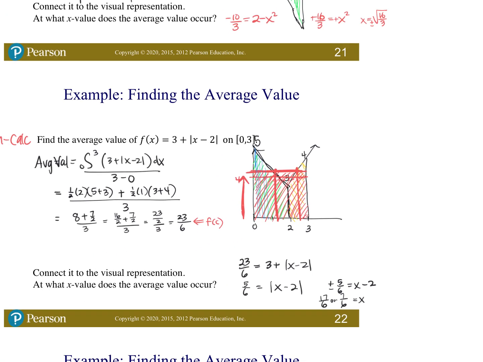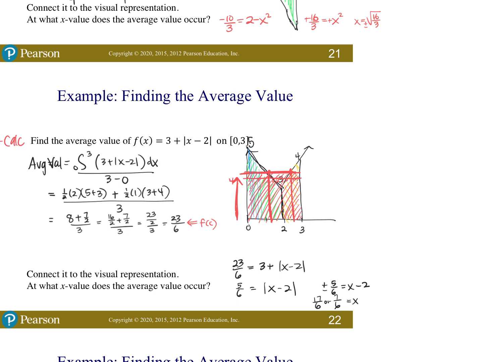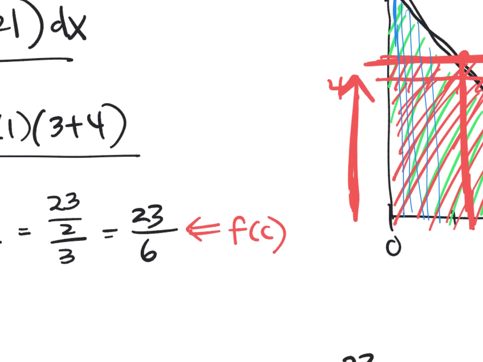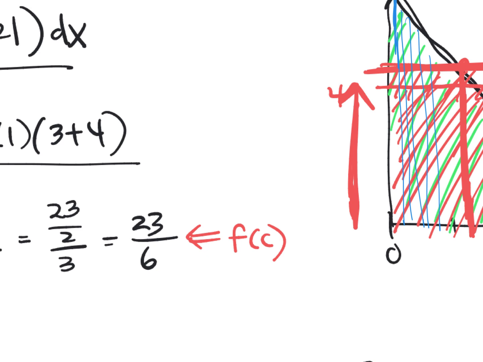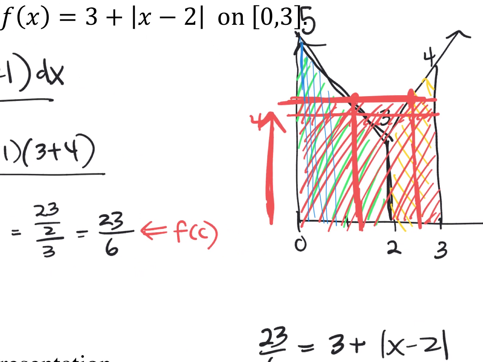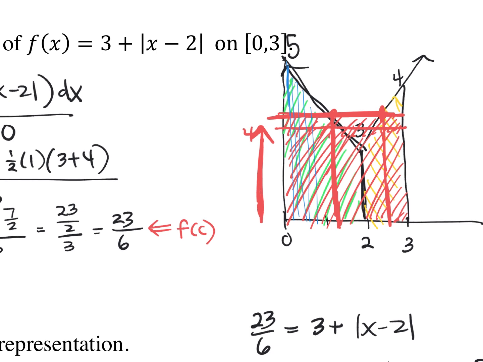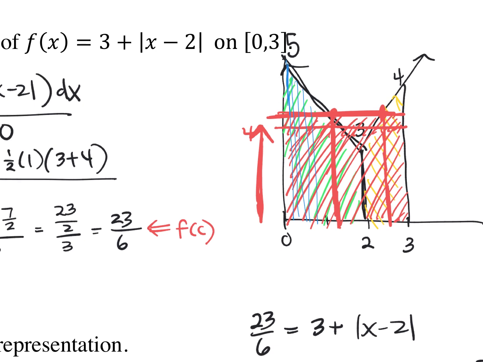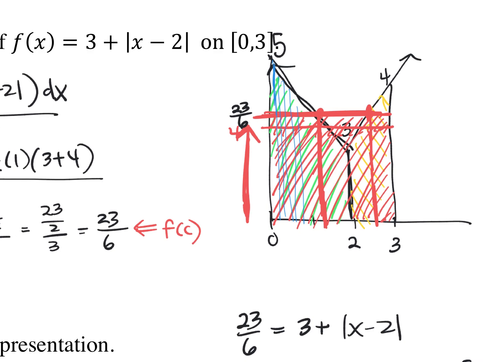Now, why, if the height is 4? It's not. I was saying it's close. 23 sixths is just a little bit under 4. It's barely under 4. 24 sixths would have been 4 exactly. So my drawing is not perfectly to scale. I was just trying to label where 4 was. I should label it as 23 over 6.